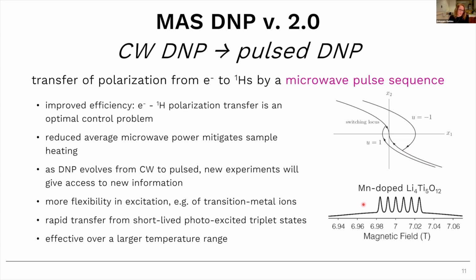Another place where flexibility in excitation is important is if you need a rapid transfer from a short-lived photoexcited triplet state. For example, the photoexcited triplet state of pentacene as it is used in a triplet DNP experiment. And finally, it's reasonable to expect that post-DNP will be more effective over a larger temperature range compared to CW DNP, as we don't depend on saturation, and therefore the efficiency is less dependent on relaxation properties.